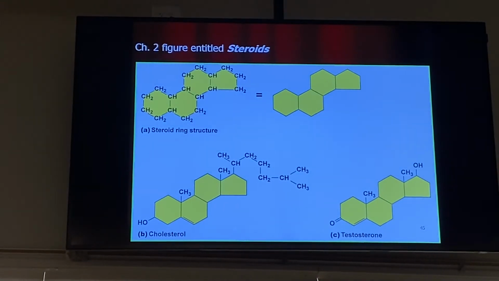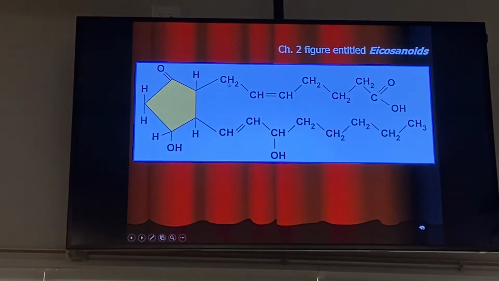Again, steroids, 6,6,6,5, used to be a fatty acid. But remember, we don't write all the C's in here. Every one of these corners is actually carbon. Everybody got it? And here's that prostaglandin that is actually polar.